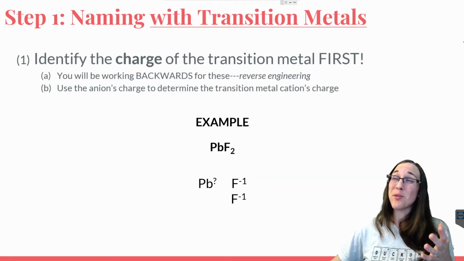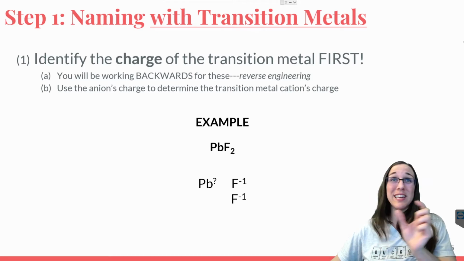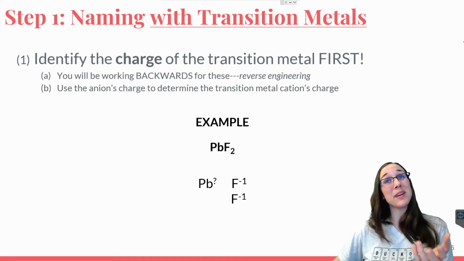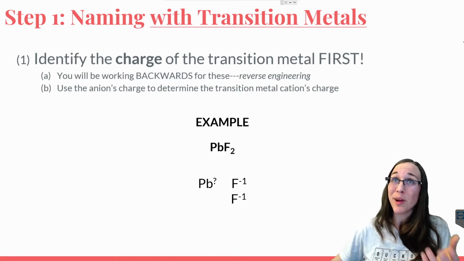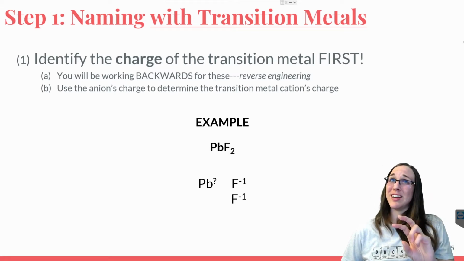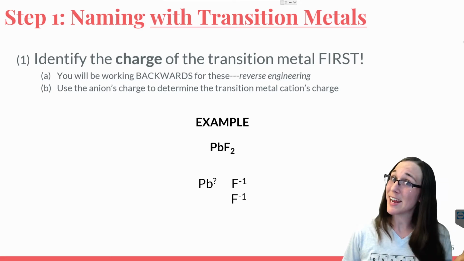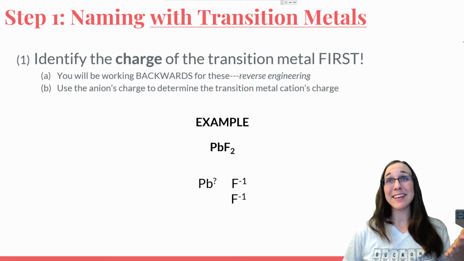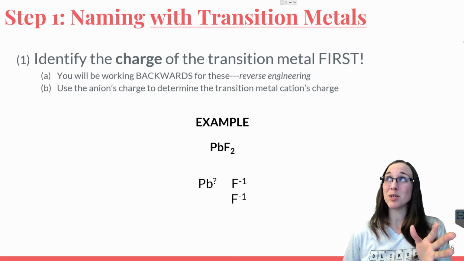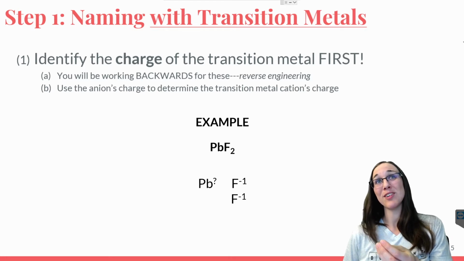So we now know how to go from the name with the transition metal to the formula, but what if we have the formula and we need to get to the name? We still need to figure out what the charge on the transition metal is before we can do that, because we need to know what to write in the parentheses for Roman numerals. So this is a little bit more challenging because you have to reverse engineer it. You kind of have to think backwards here. But just pretend you're like one of the Hardy Boys, or maybe you're Nancy Drew. That used to be my jam back in the day. You are a sleuth, a super sleuth, and you're just going to figure out this puzzle by working backwards and looking at the anion's charge to determine the transition metal cation's charge.